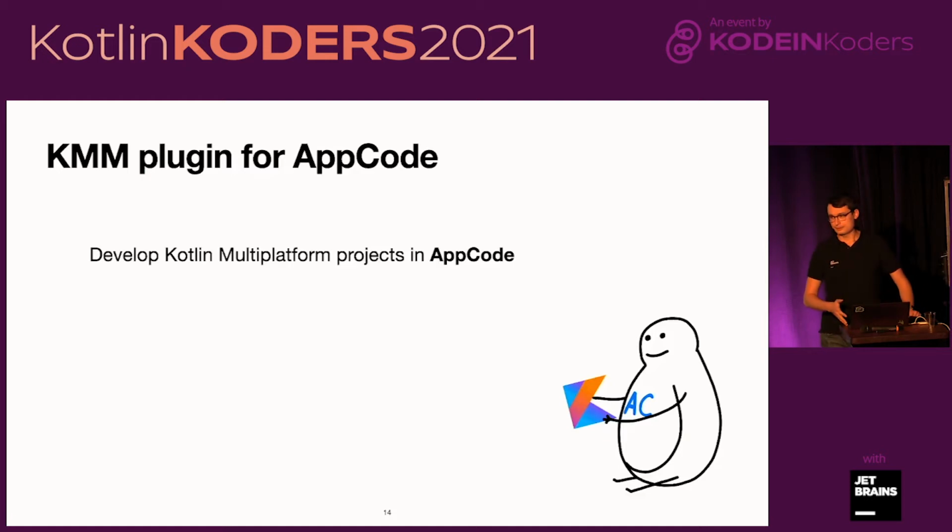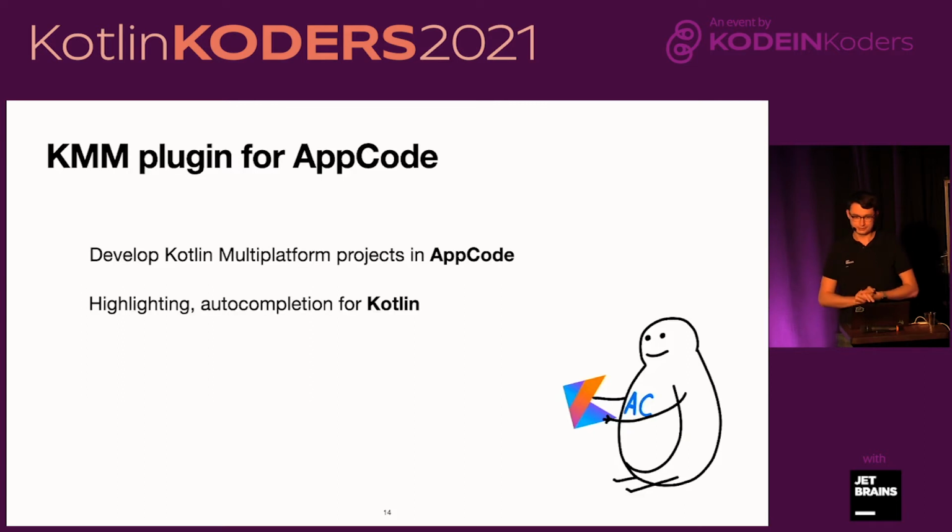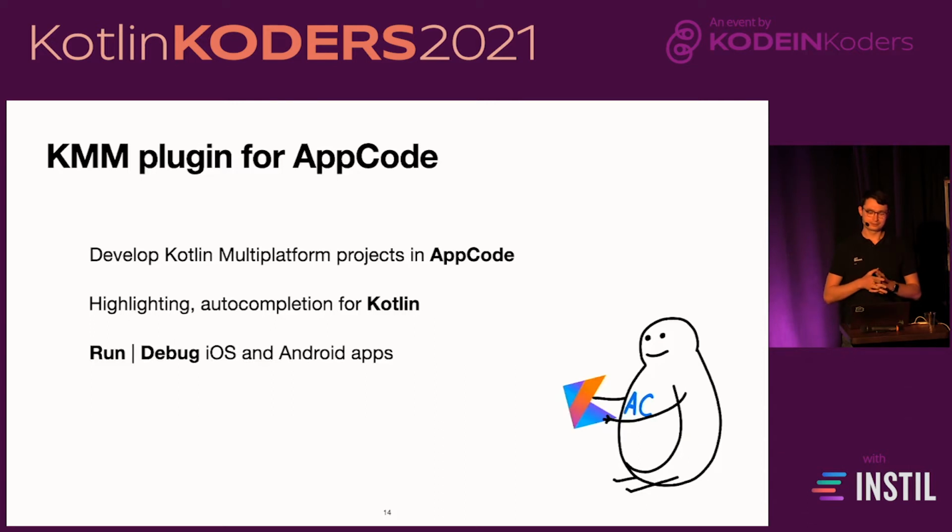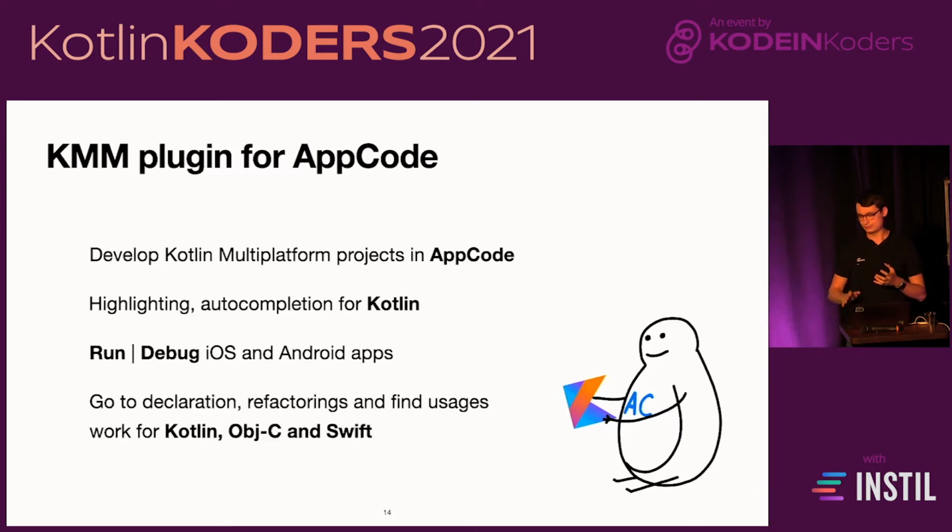First of all, the KMM plugin for AppCode allows you to develop KMM applications. So Kotlin is supported in AppCode. Highlighting, auto-completion, everything works in Kotlin. Of course, you can run and debug iOS applications and Android applications. And the coolest feature of this plugin is that all the language support, like go-to declaration, renaming, and all the refactorings, work with all these three languages like with one language. If you rename in one part, then it will be renamed everywhere at once.